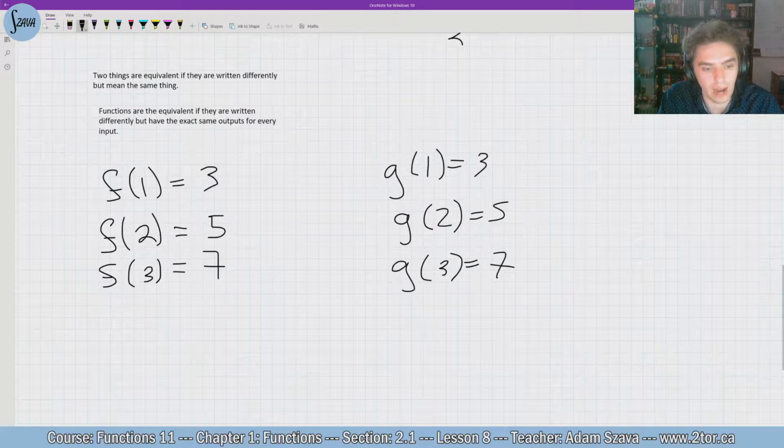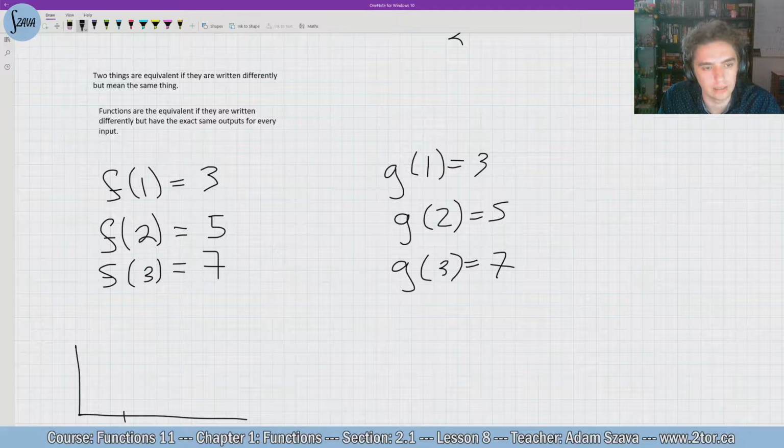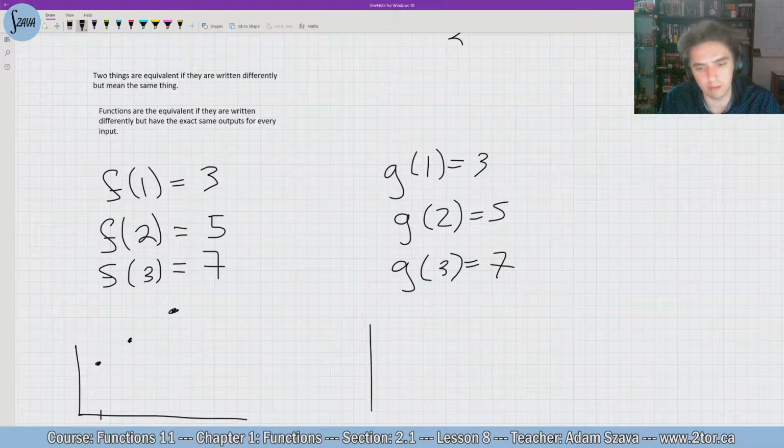So if I were to graph this one, it'd be like, well, 1 and 3. So 3 might be there. So it might be something like that. That's just a guess of a sketch. And the other graph would be the exact same thing so far.